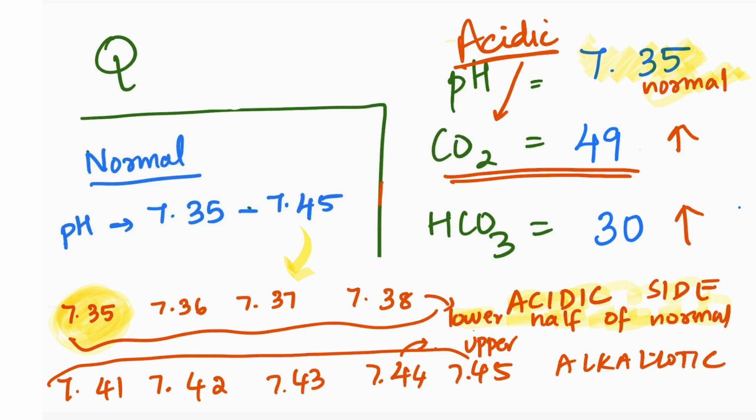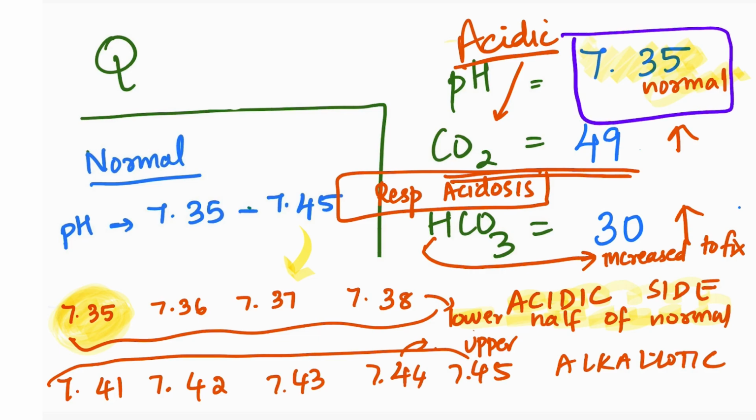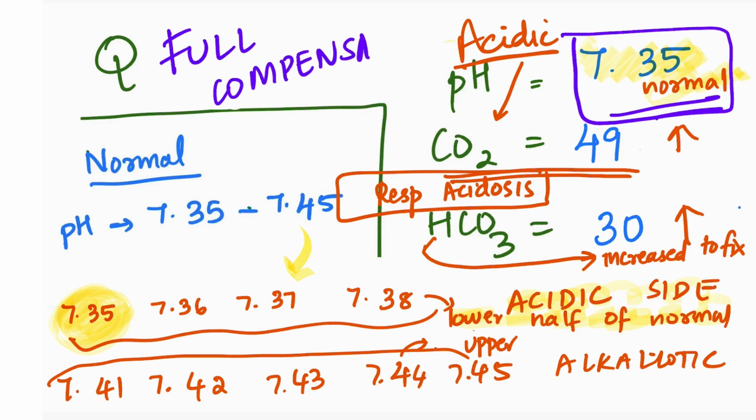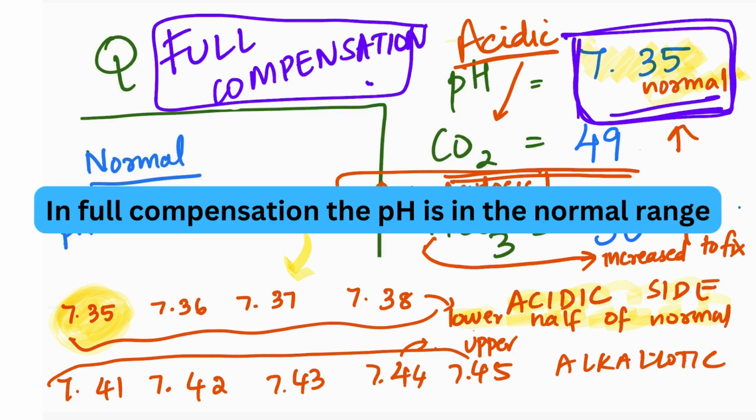So acidosis means we know the carbon dioxide is involved, respiratory. So this is a respiratory acidosis, and the body tried to compensate by increasing the bicarb to 30 and tried to fix the problem. Now we have to look at the pH. That is 7.35. Is it in the normal range? Yes, it is. So it is fully compensated because the pH is normal. In full compensation, the pH is in the normal range.